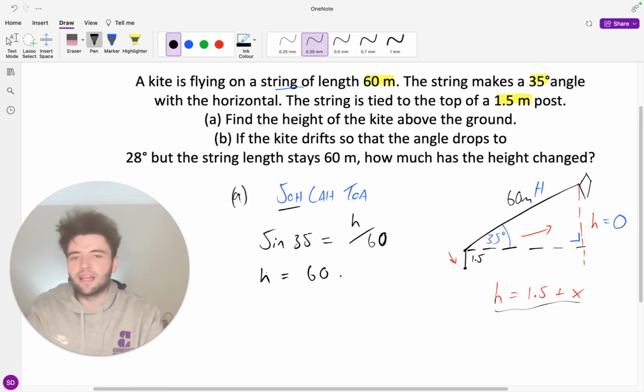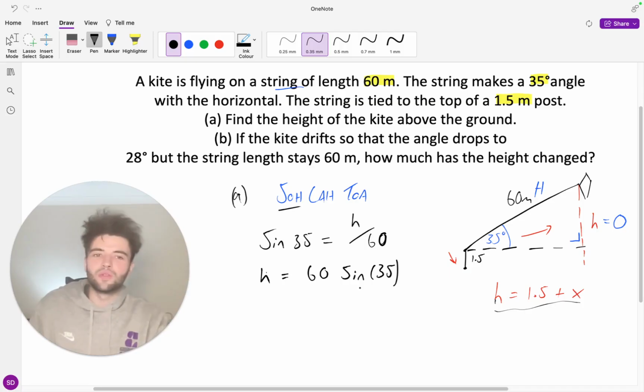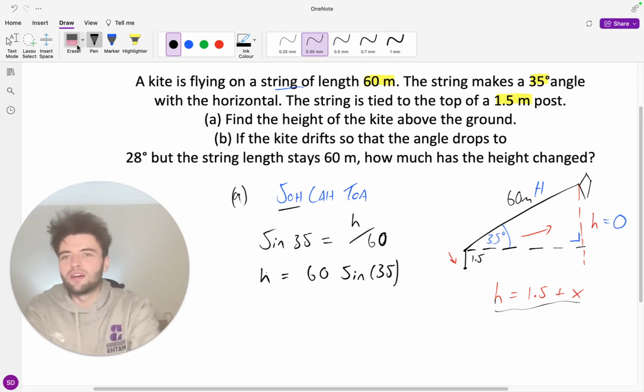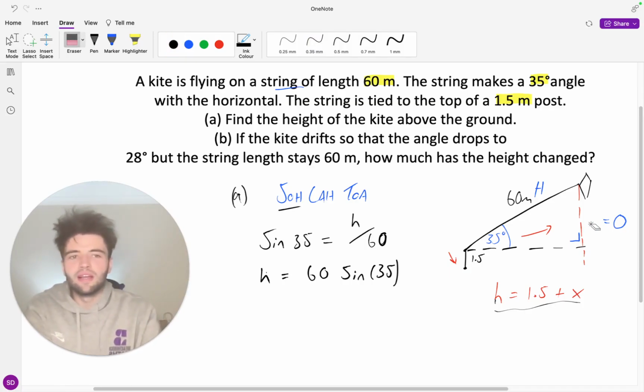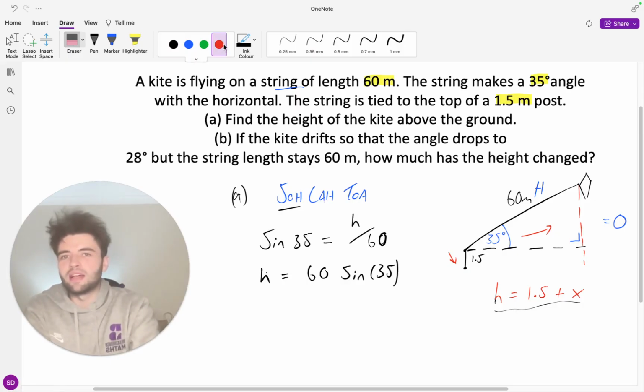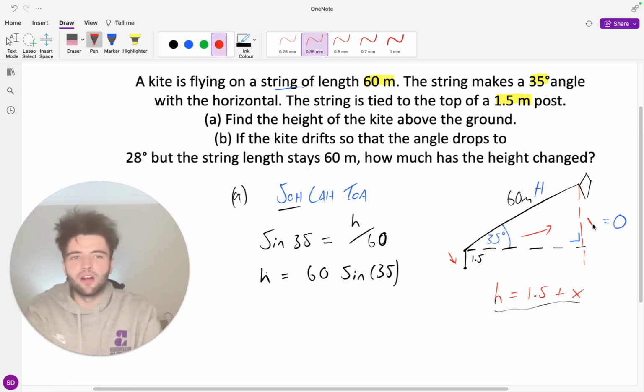So what this means is that h is going to be equal to 60 times sine of 35 degrees. So that's what it boils down to here. But actually, I'm just realizing there's a small mistake with the labeling. The h isn't actually the opposite. It's going to be that x is the opposite. So x is going to be our opposite. So I just changed our h's there to x's.